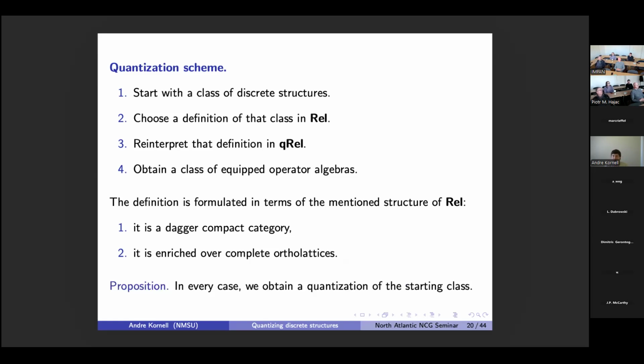And the bottom line is that in every case, we obtain a quantization of the starting class in the sense of the first slide. So in every case, this quantization scheme gives us an injection from discrete structures into a class of equipped operator algebras with the property that the image up to isomorphism is exactly the commutative equipped operator algebras. So this is a scheme that achieves the stated goal on the first slide every time.